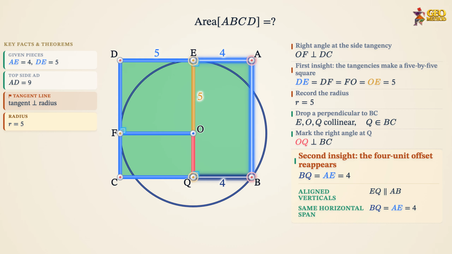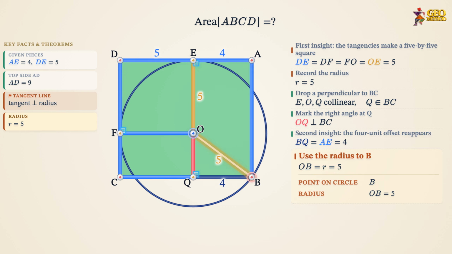Here is the second insight, and this one is essential. E and Q lie on one vertical line, while A and B lie on the other. So the horizontal separation repeats. Segment BQ equals segment AE, which is 4.